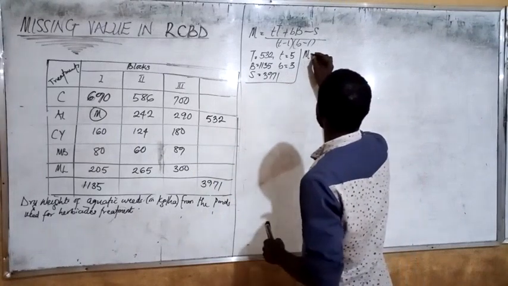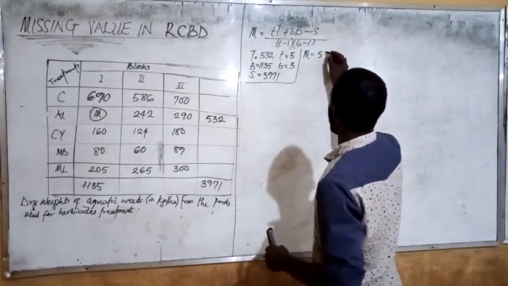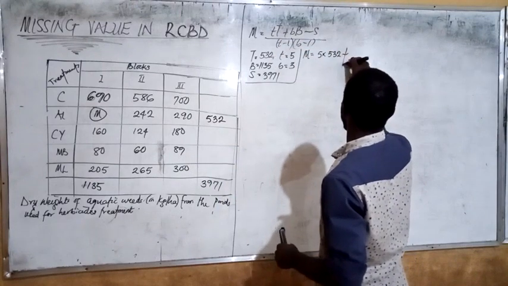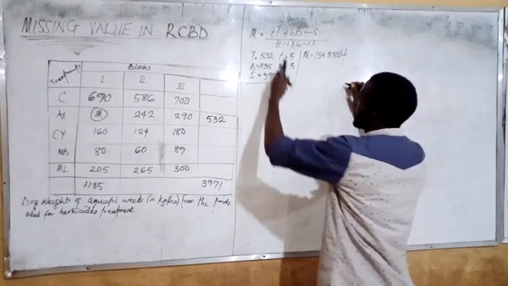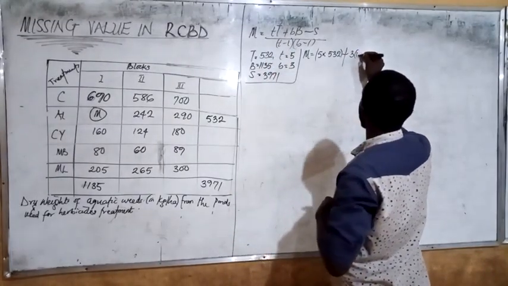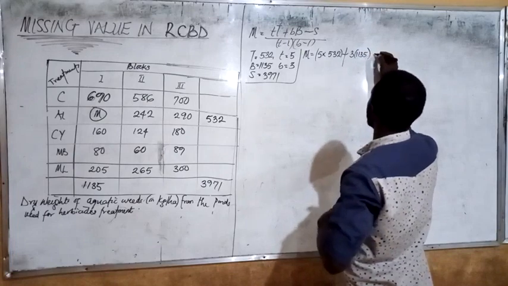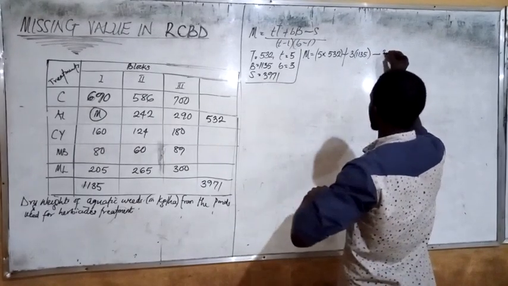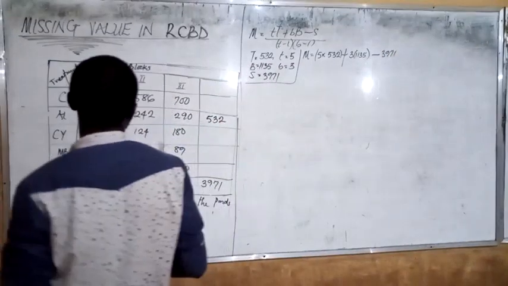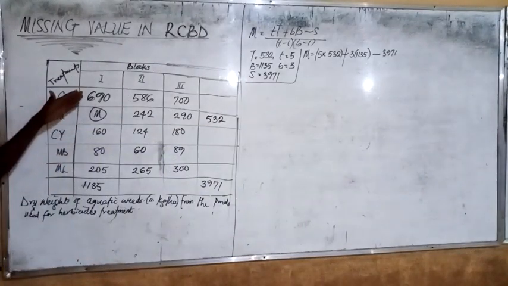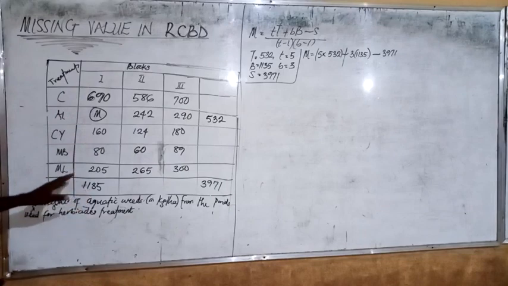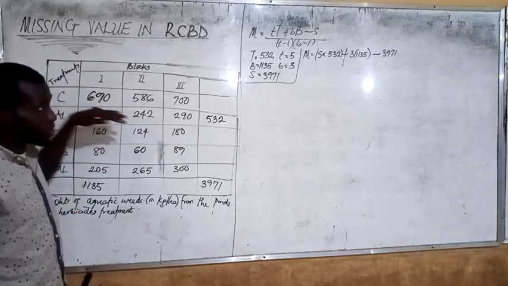Alright, so let's impute all of those inside of our formula. So we have that M will be equal to small t, which is 5, times big T, that is 532, plus small b, which is 3, times 1135, minus big S, which is 3971. Notice what they are trying to do is look at these values here, 690, 160, 80, the consistency of the values in the blocks, and the consistency of the values, especially in the treatments.